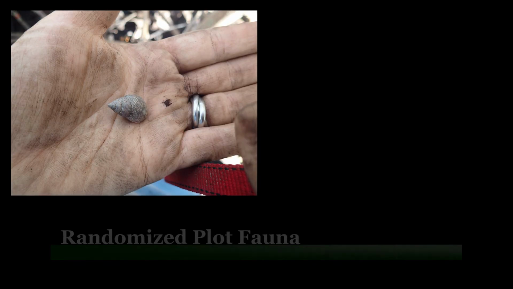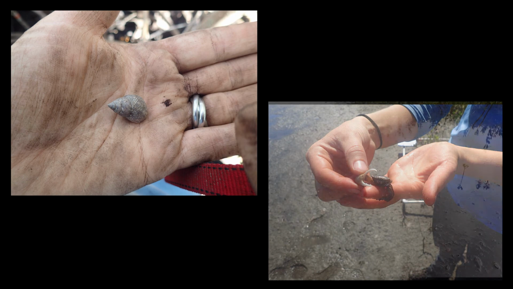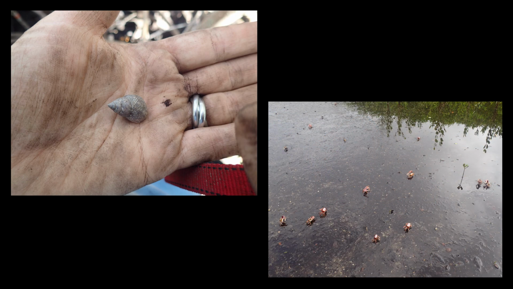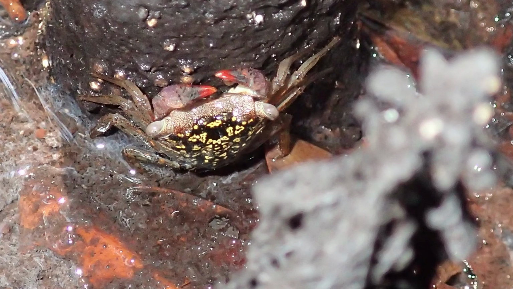Randomized plot fauna. Record the number of littorina snails and fiddler crab burrows in each quadrat. Photograph and identify species present in the zone, including area outside the plot, as crabs will likely flee upon approach. In mangroves, record the number and species of tree crabs present within each quadrat.